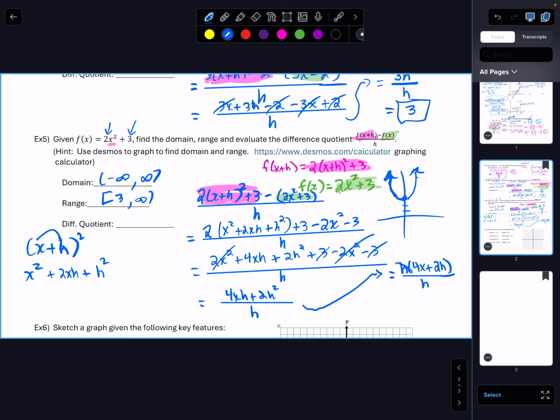Now, those h's cancel, and my end answer for the difference quotient is this. You don't get a single numerical value.